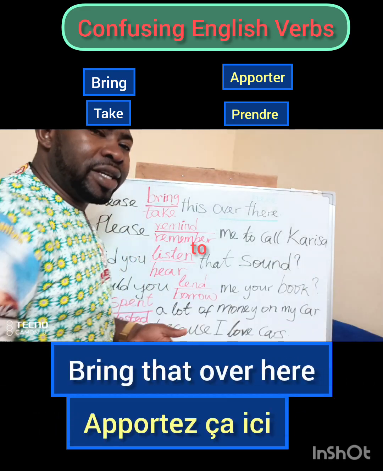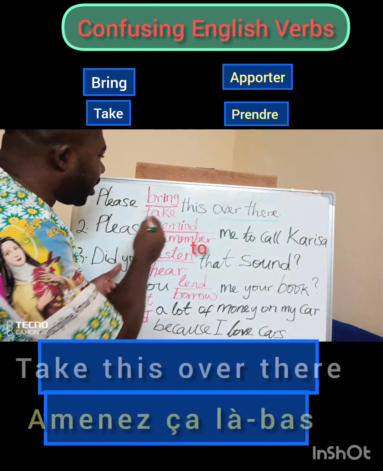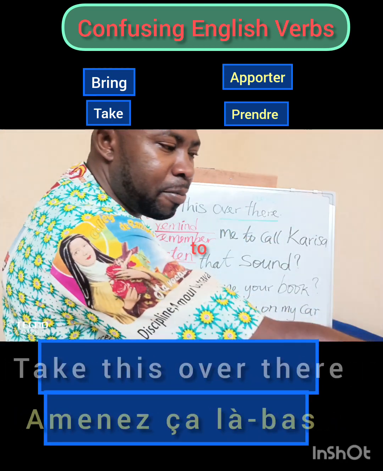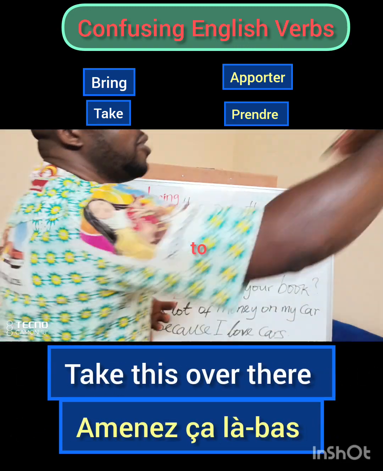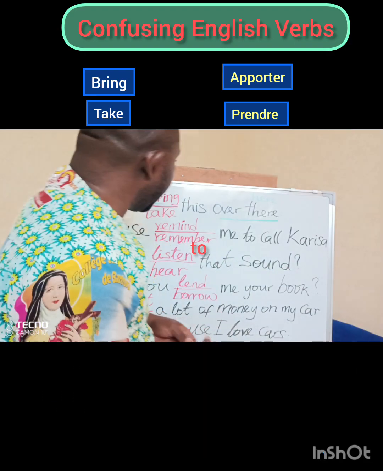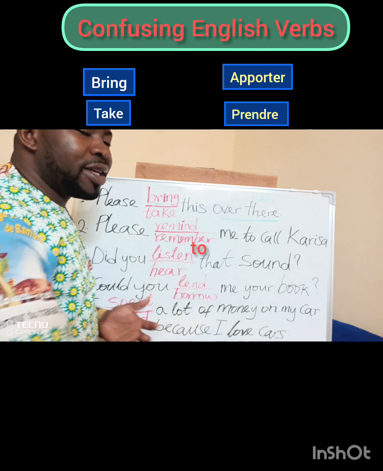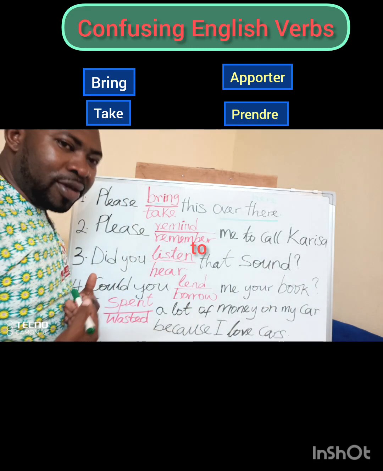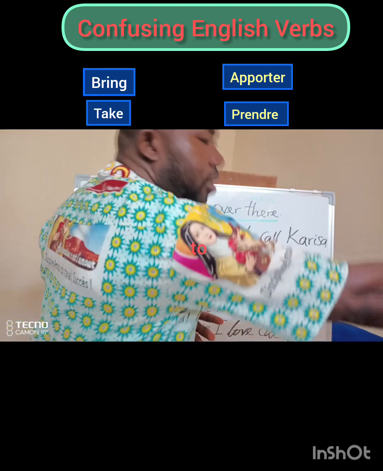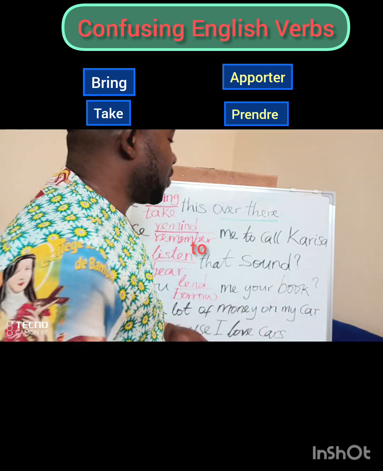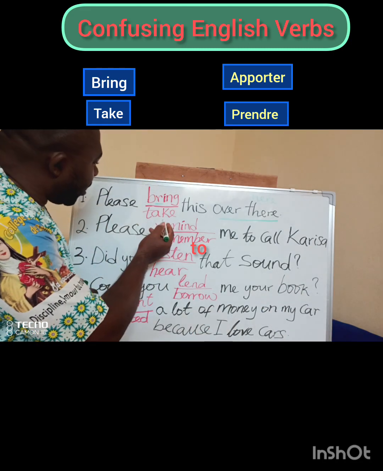Bring that over here. Take this over there. Okay? So that's the difference. When we use bring, it means it comes towards us. And when we say take, that means it goes away from us to another position.